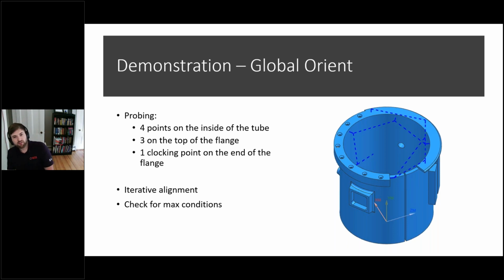And then once it has that correct position, it's going to check for any max conditions. So it's going to see, is that part at least close to where it should be, or did the operator maybe load it upside down like we talked about before, or drastically put that part in the wrong position? In that case, it can throw a warning to the operator to say, you need to check your setup before anything happens that could cause a crash or damage to your part.